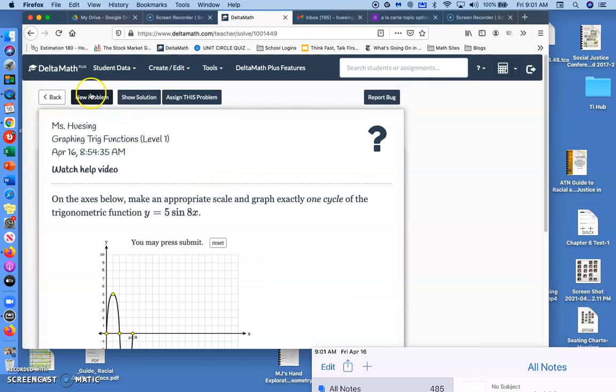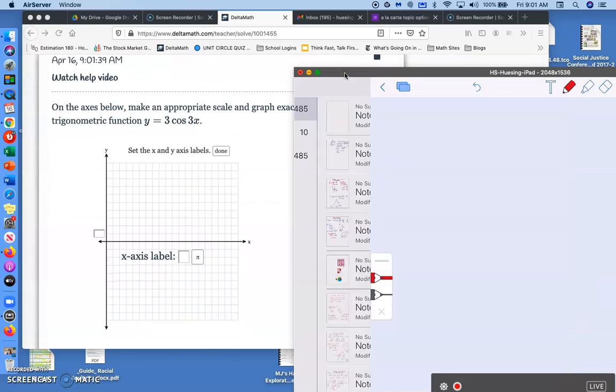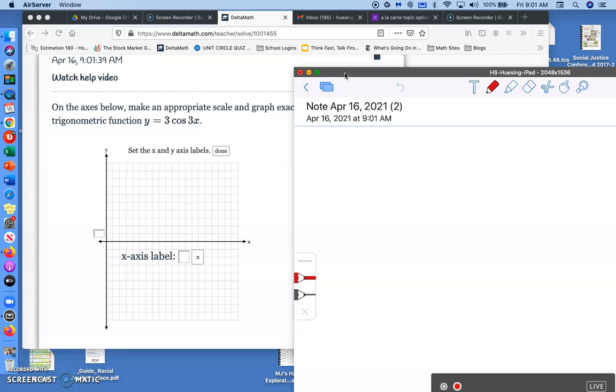All right, I wanted to show you a couple more examples here. So we have a cosine, and again, we can look at this equation and we can identify our amplitude is 3 and our period is 2 pi over 3.